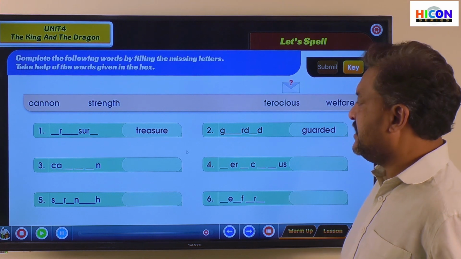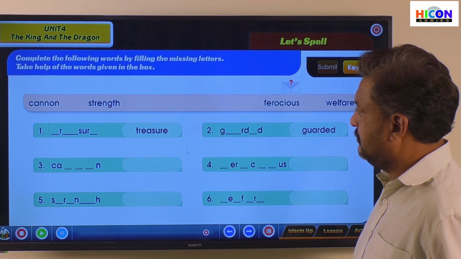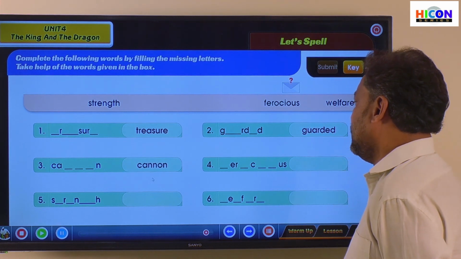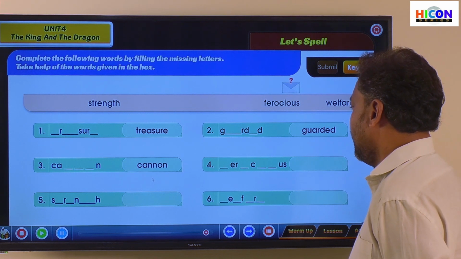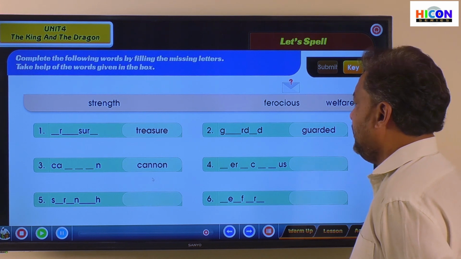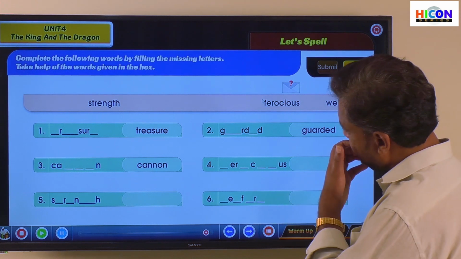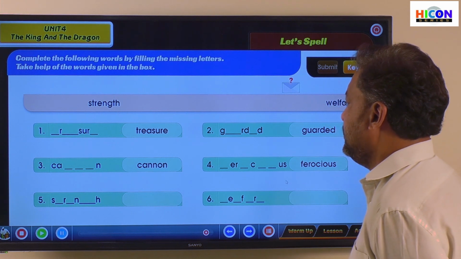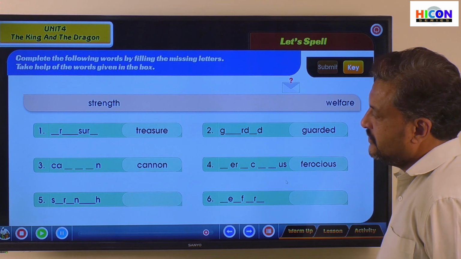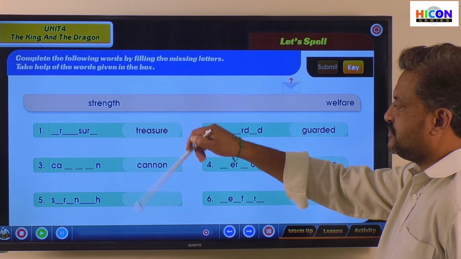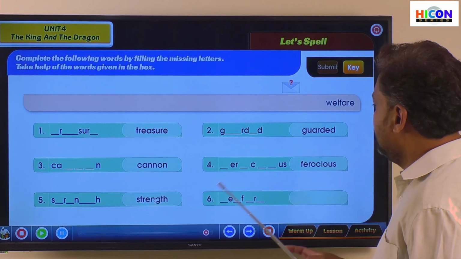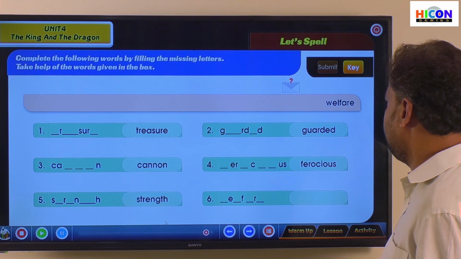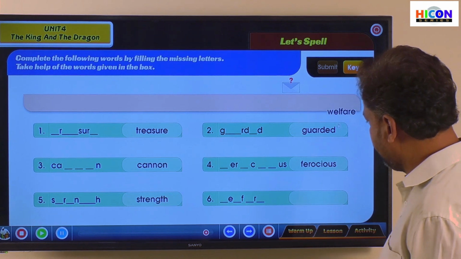Guarded. CA dash dash dash N. Canon. Yeah, CANON. Canon. Dash ER dash C dash dash US. FEROCIOUS. Ferocious, yes. Ferocious. S dash R dash N dash dash H. Strength, strength. STRENGTH. Strength. Dash E dash F dash R dash. WELFARE. Welfare. Right? Okay.